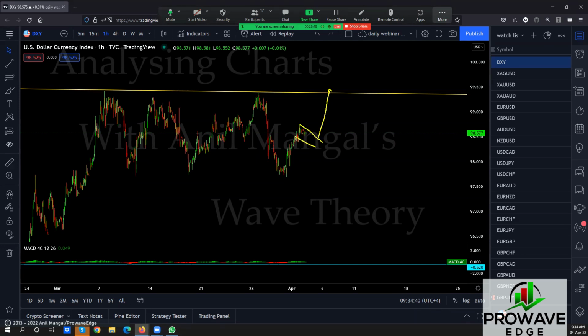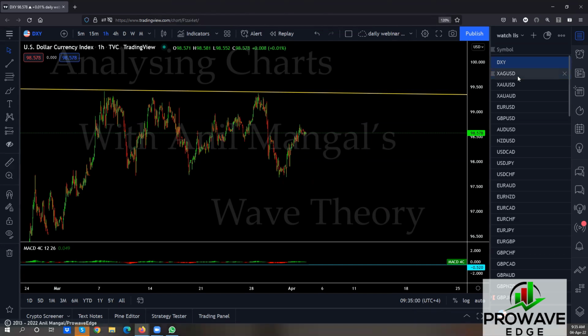And then when it gets here, if it breaks out, good for us. If it doesn't break out, it turns. It gives us a sell setup. Then we will sell this back to the bottom here. And then the big buy comes. So let's see which one it's going to be. Silver.